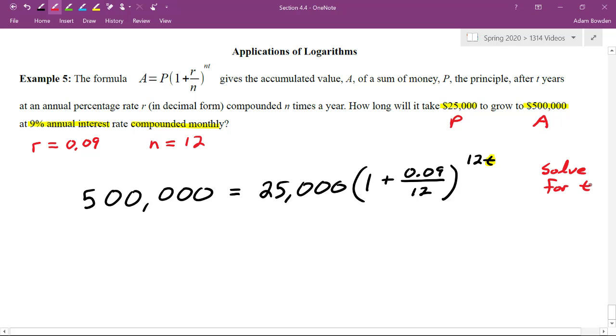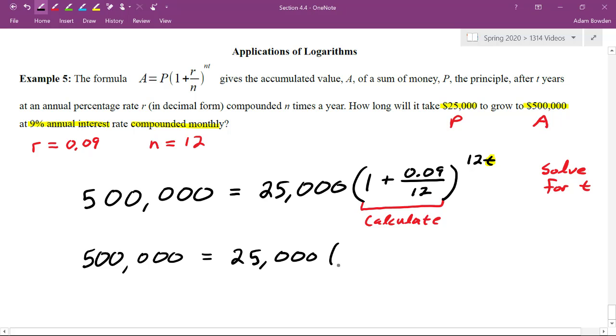That's quite a bit to do because of the formula, but it will eventually need logarithms to make it happen. So here's my first step. I'm going to take all this stuff here in the parentheses, and I'm going to go ahead and calculate that, just because that takes some of the complexity out of things to get started. So when I calculated the stuff in the parentheses, I got 1.0075. That's still raised to the 12t power.